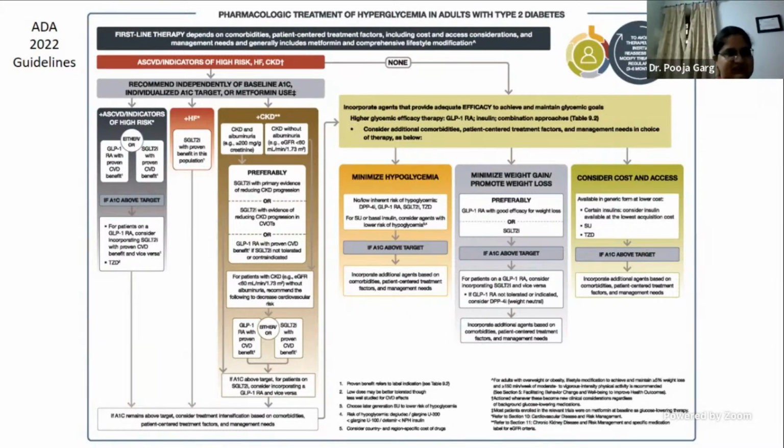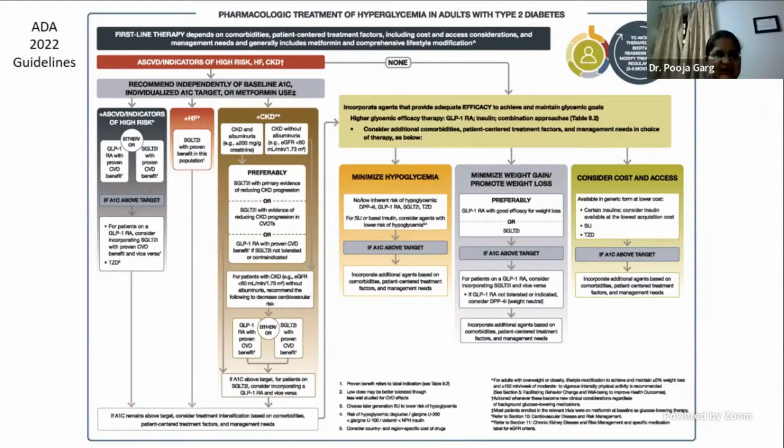If still HbA1c is above the target, consider adding a different agent. Like if patient is already on SGLT2, we can consider adding GLP-1. If patient is already on GLP-1, you can consider adding SGLT2 inhibitor, or a thiazolidinedione can be considered if patient cannot afford both. So in the high-risk category of patients who have underlying atherosclerotic cardiovascular disease or are at high risk for heart failure or CKD, then consider these.